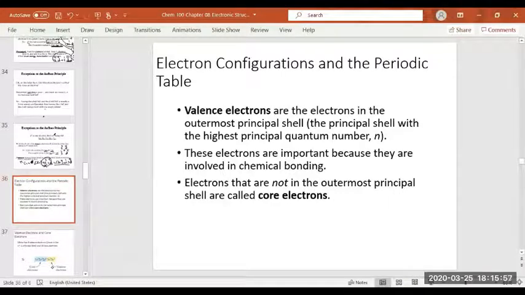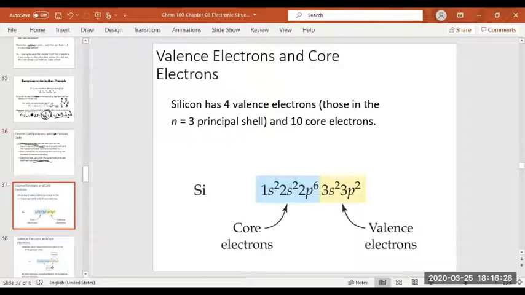Okay, I will go through the valence electrons quickly also. What is the difference between valence electrons and core electrons? Valence electrons are the electrons in the outermost principal shell, in the last shell. Shell, guys, not subshell, so be careful. Core electrons are the other electrons inside, before the valence electrons or valence shell.